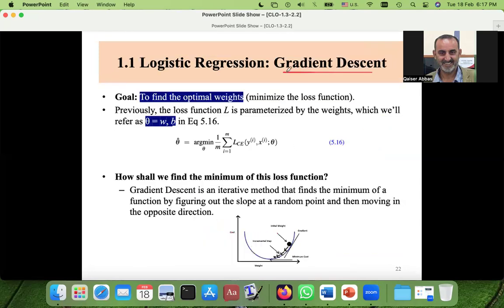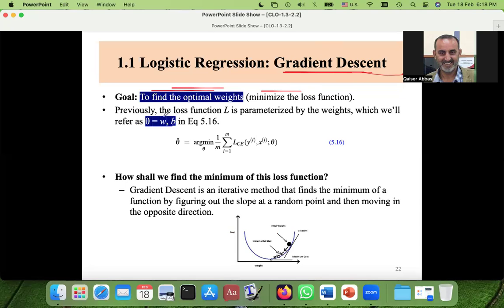So that's why we now have the gradient descent algorithm here. We want to use this algorithm to find the optimal weights. And what does optimality mean? Minimize the loss function. So now if we want to use the gradient, we are making a slightly different representation. We are going to change our notation.